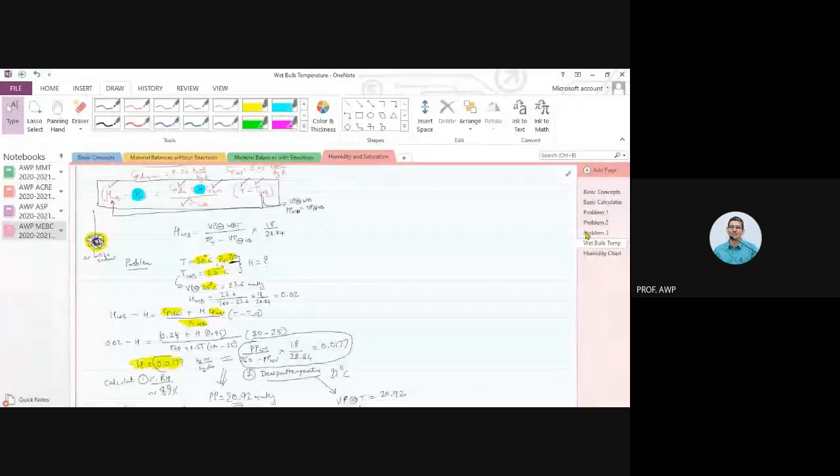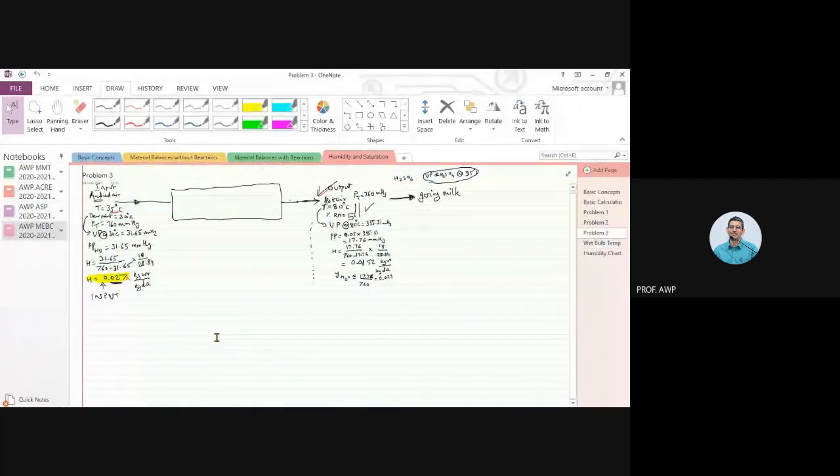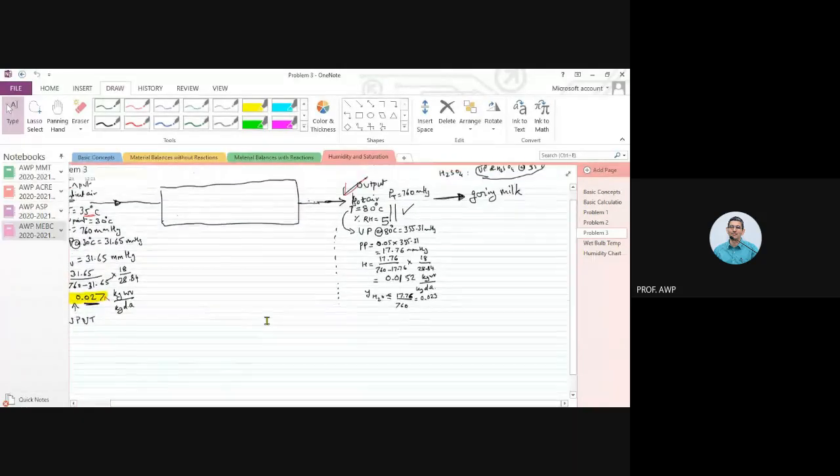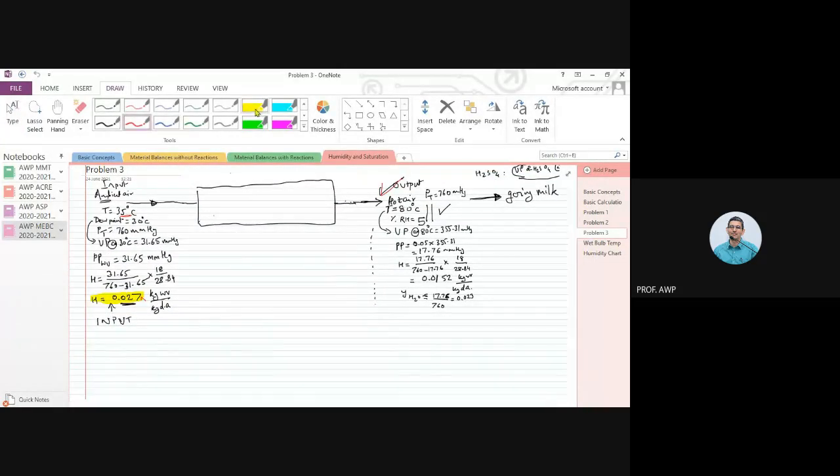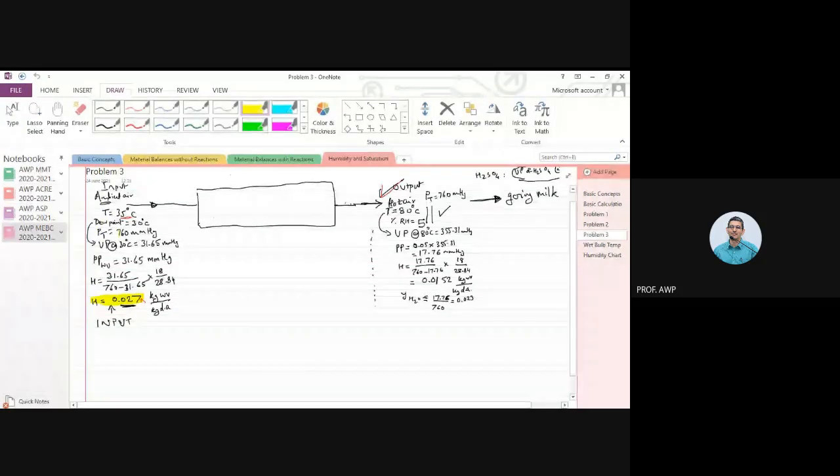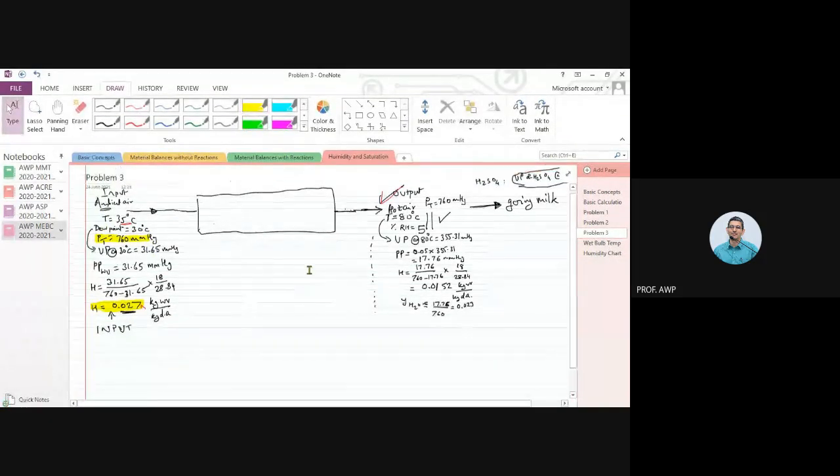Next is this problem that we did. Was the total pressure 760? Yeah, total pressure was 760. Fortunately, total pressure was 760. So do this with humidity chart. Okay, do this problem with humidity chart.